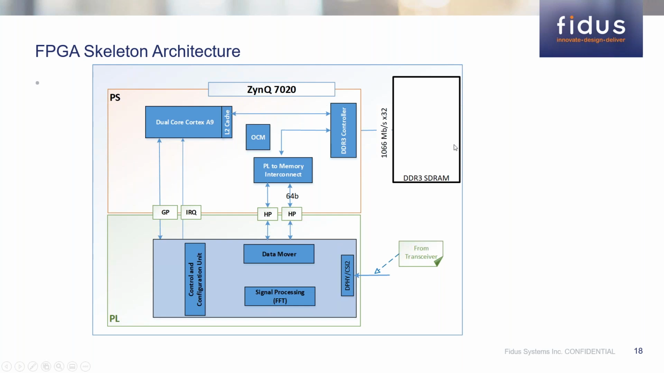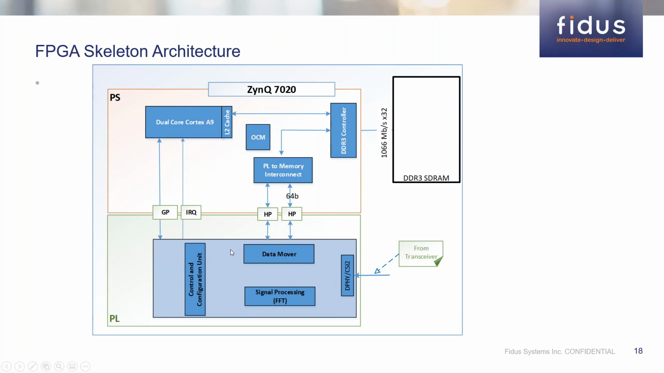The skeleton architecture is shown here. There is a PS part and a PL, and the FPGA is coupled to a DDR SDRAM with 34 gigabit per second maximum peak throughput. The samples will arrive through a DPHY link and go through signal processing, which is mainly FFT and integration. A data mover will be responsible for moving data into the DDR through 2 HP ports, which are required and configured to 64-bit.